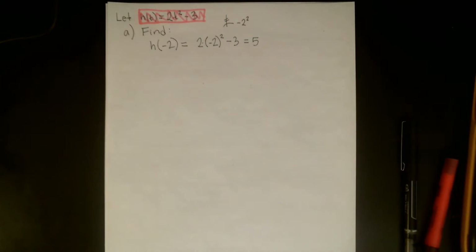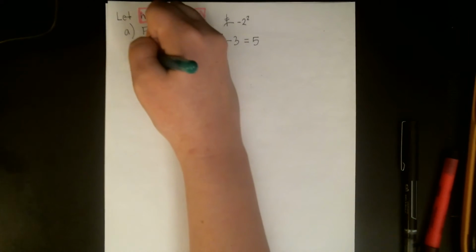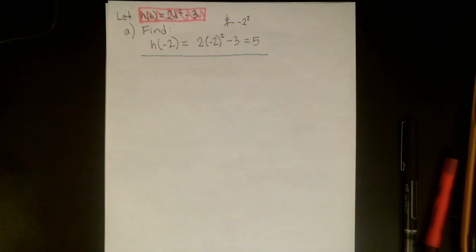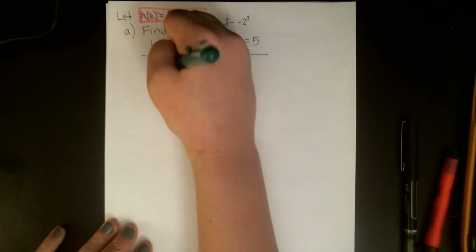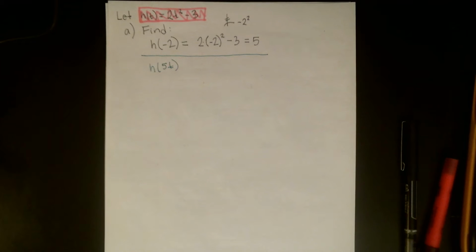Okay, I'm going to switch colors so we can keep track. Let's make it a little bit messier. I would like to now plug in something that involves a variable, and in fact, to show you what gives people the most trouble, I'm going to plug in something that involves what we're using as our input variable. So we are being asked to plug in a 5t to function h.